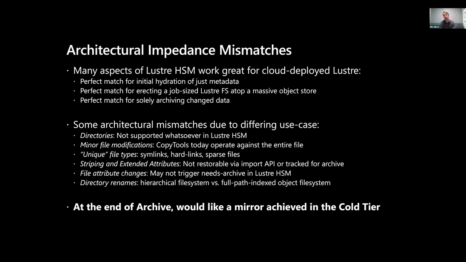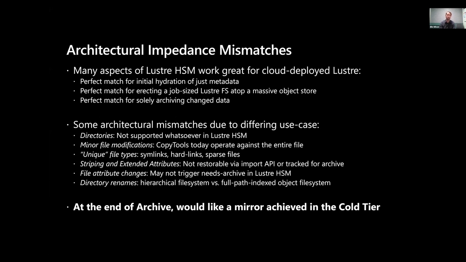And finally, directory renames. This is more of an architectural mismatch in terms of how the file system is designed, and not something that's trivially reconcilable. If you were to move a directory with 100 million files in it on Lustre, that's not that big of a problem. In a full-path-indexed object file system, this can be a massive problem, because you need to effectively do renames of every single one of those files. So, point being, at the end of archive, what I think a lot of cloud users of Lustre really want is a mirror achieved in the cold tier as efficiently and as completely as possible.